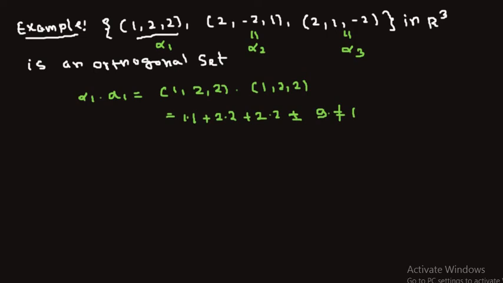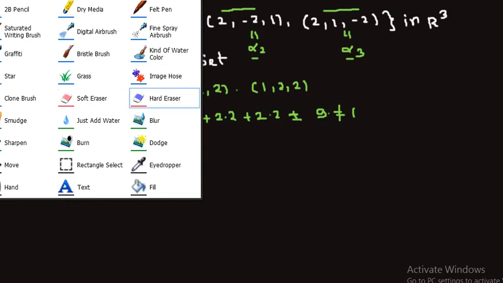Now can I make this orthogonal set an orthonormal set? Yes, we can. What we have to do is take the unit vector in the direction of the vector alpha 1, the unit vector in the direction of alpha 2, and the unit vector in the direction of alpha 3. So how do we take the unit vector? Let me assume that beta 1 is a unit vector.